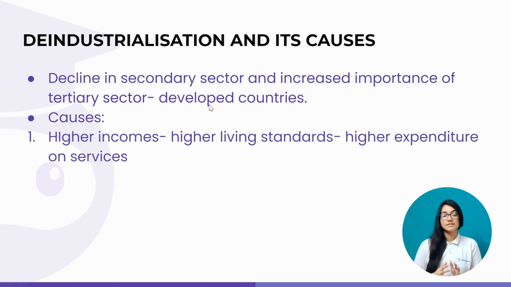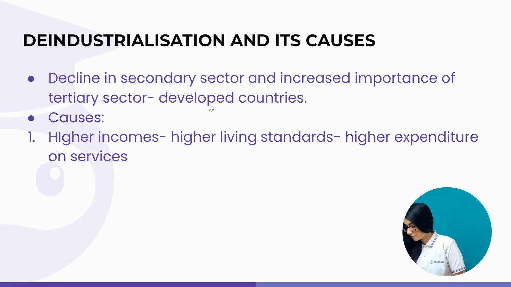Now one of the main reasons is because of higher incomes. If the average income of people in an economy has increased, it means that they have much higher disposable income, which means that they can spend more on services, for example, holidays and tourism. Hence, the economy moves to the tertiary sector because more people are now buying the services.